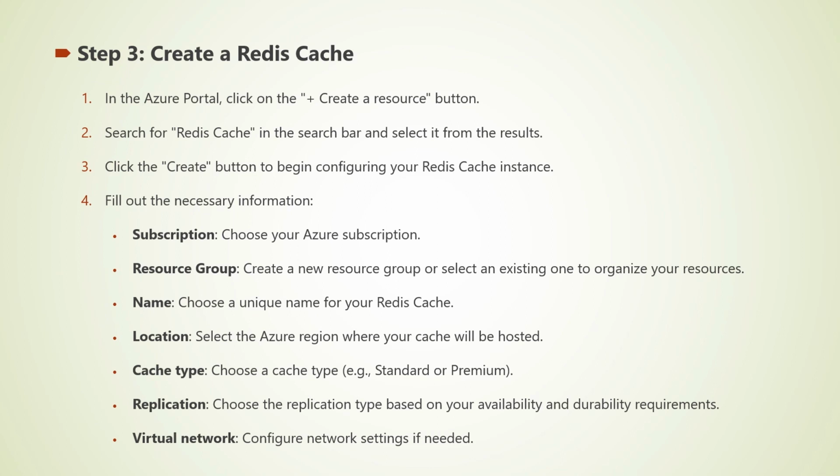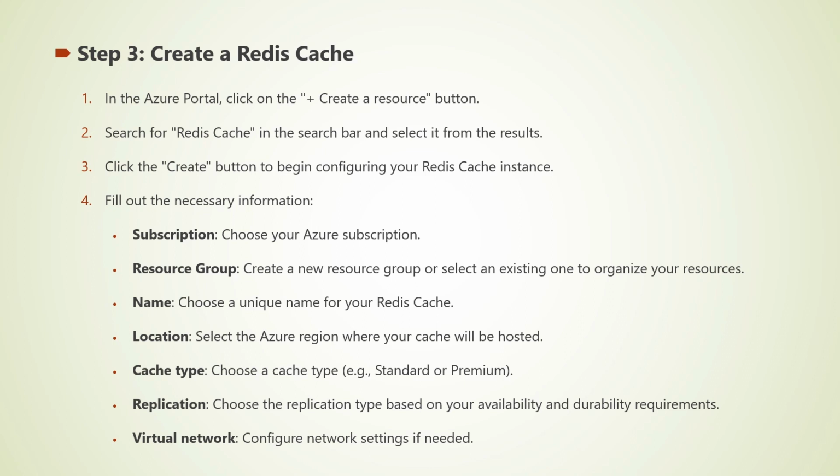Step 3: Create a Redis cache. In the Azure portal, click on the plus Create a Resource button. Search for Redis Cache in the search bar and select it from the results. Click the Create button to begin configuring your Redis Cache instance. Fill out the necessary information. Subscription: choose your Azure subscription. Resource group: create a new resource group or select an existing one to organize your resources. Name.